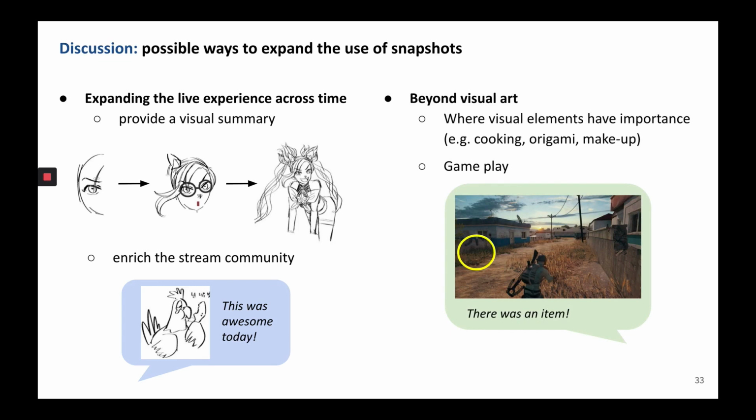Also, although we have looked at the visual art domain, we believe that other domains where visual elements have high importance can benefit from it. Gameplay was one area that participants frequently mentioned. For example, viewers can use snapshots to alert streamers about objects or characters on the screen.